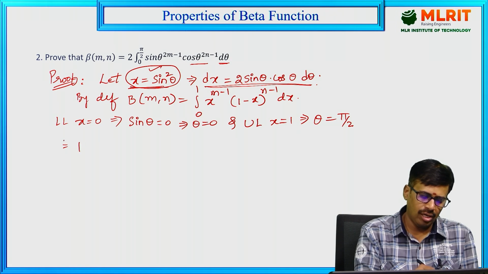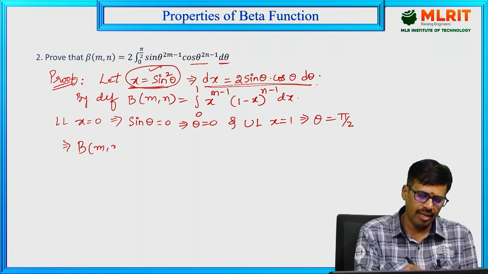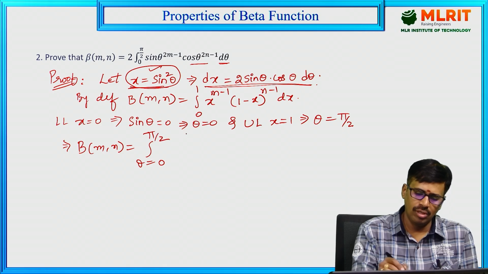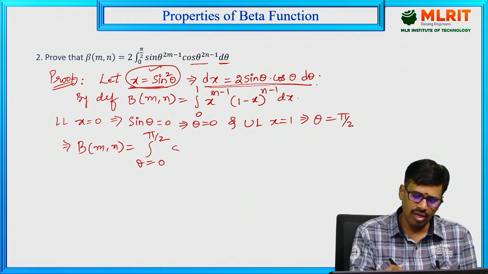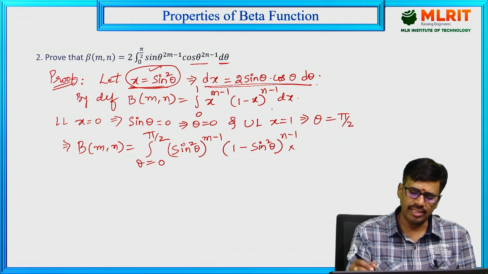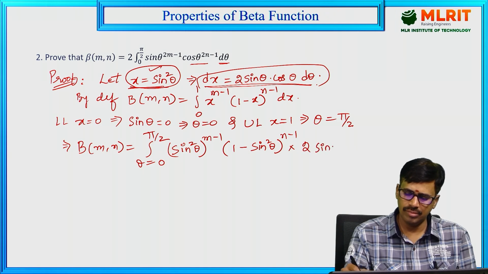So beta of m comma n can be written as theta is equal to 0 to pi by 2, x power m minus 1, x means what? (sin square theta) whole power m minus 1 into 1 minus x, x means (sin square theta) whole power n minus 1 into dx, dx means 2 sin theta cos theta d theta.